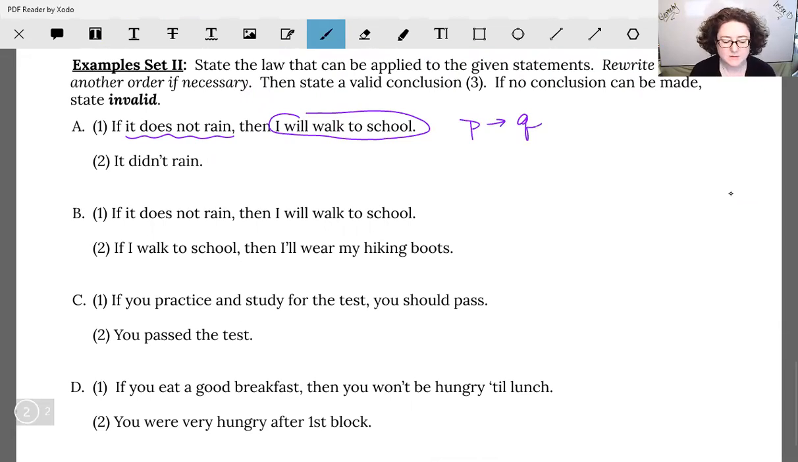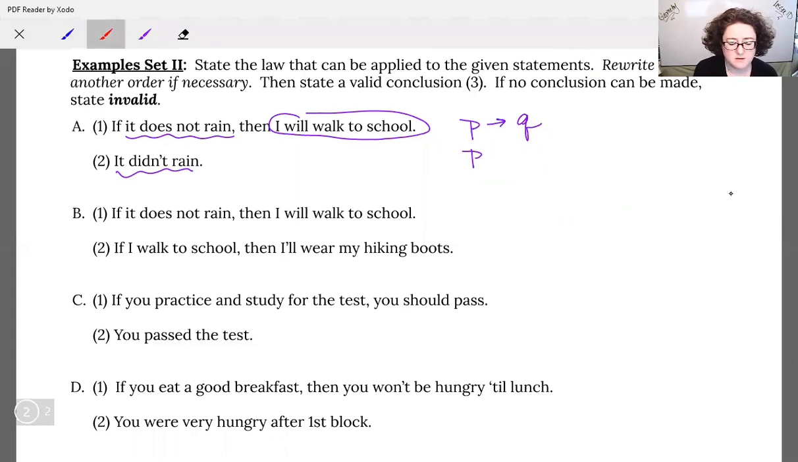It didn't rain. So again, ignoring your grammar, but still looking for any positive or negative types of words. It didn't rain. Well, that's pretty much that same first idea. That's P. So what does it look like we're trying to write? Yeah, it looks like it's starting that law of detachment order. So we are going to make a conclusion. If we finish our idea, that means we're going to do therefore Q. So our conclusion can be: therefore, I will walk to school.